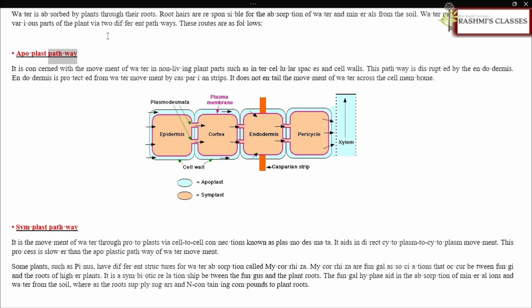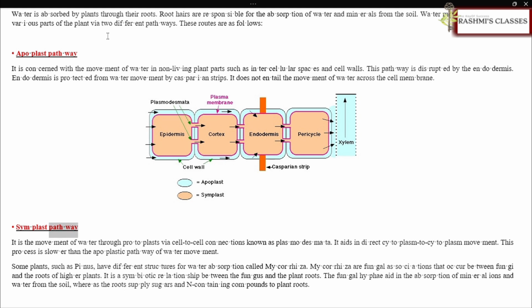Apoplast pathway. It is concerned with the movement of water in non-living plant parts such as intercellular spaces and cell walls. This pathway is disrupted by the endodermis. Endodermis is protected from water movement by Casparian strips. It does not entail the movement of water across the cell membrane.